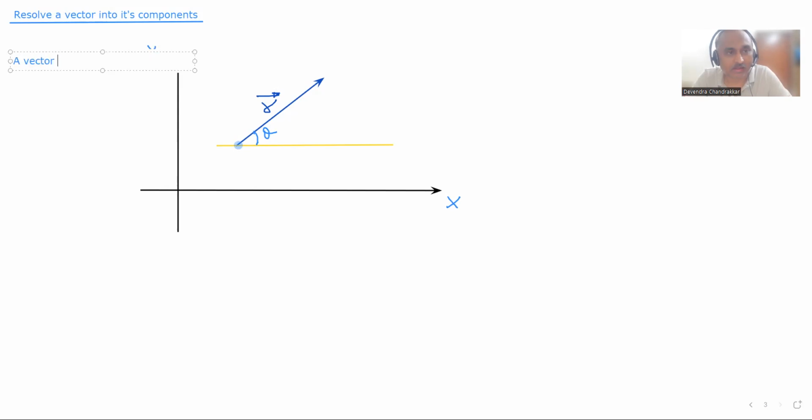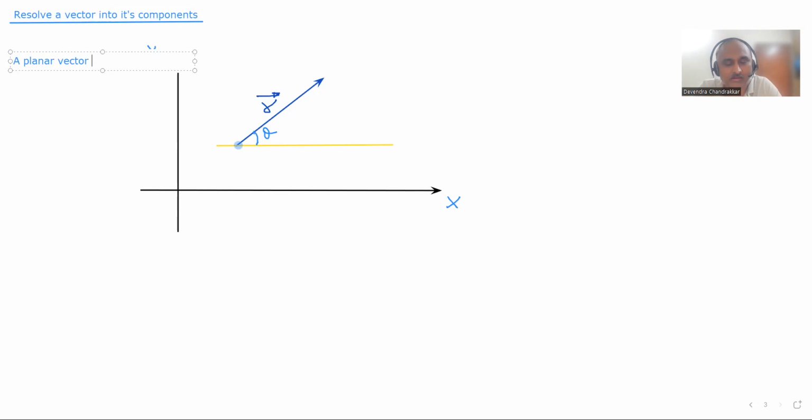A vector can be resolved. We are talking about a planar vector, right? All of you understand what is a planar vector? You guys understand what is a planar vector? No, sir. A planar vector is one which lies in a plane, right?